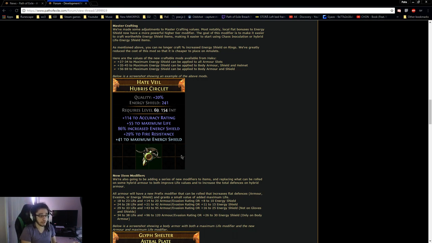Even crafting your own piece of gear shouldn't be too bad, because you can see here, this is a 240 ES helmet with just a simple 86% roll. Like, that's it.